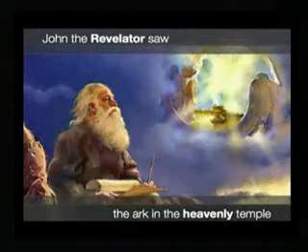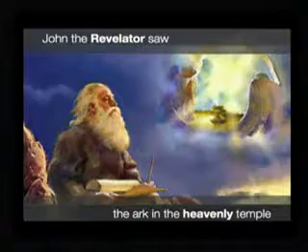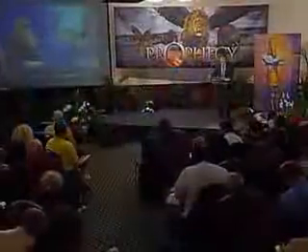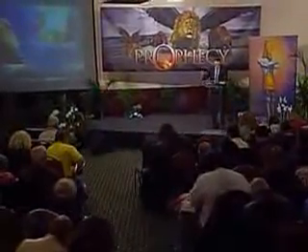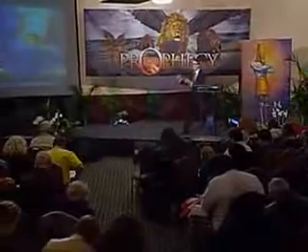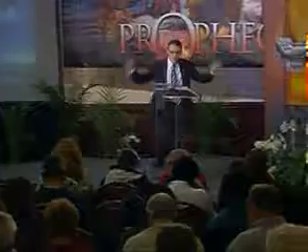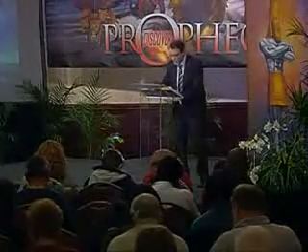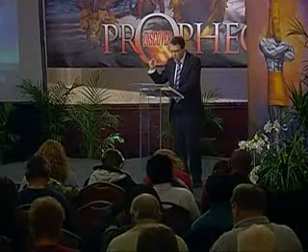John the Revelator saw the ark in the heavenly temple. Revelation chapter 11, verse 19. It says, then the temple of God was opened in heaven, and the ark of His covenant was seen in His temple. Now, if the temple's in heaven and the ark is in the temple, then where's the ark? The ark is in heaven.